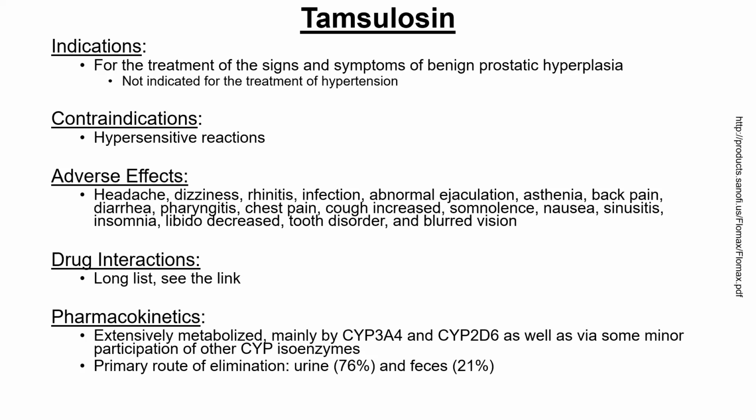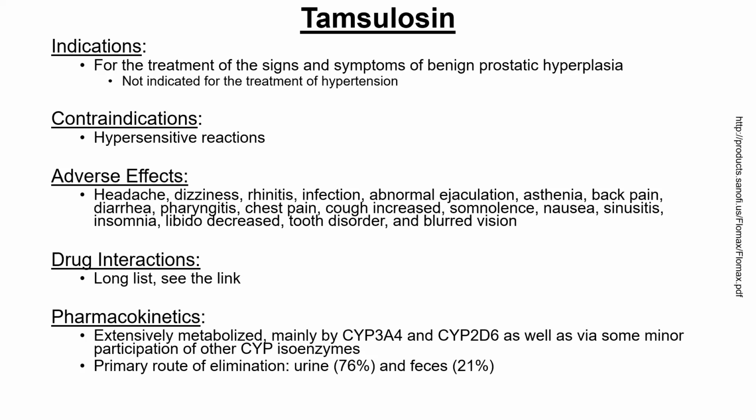But since we're talking about benign prostatic hyperplasia, tamsulosin exclusively targets, or has a selective action on, the alpha-1A receptor. That's why it has no use in the treatment of hypertension, because alpha-1A receptors are exclusively expressed on the prostate and other tissues, not on the vasculature. Contraindication, there is none except hypersensitivity associated with the drug itself.